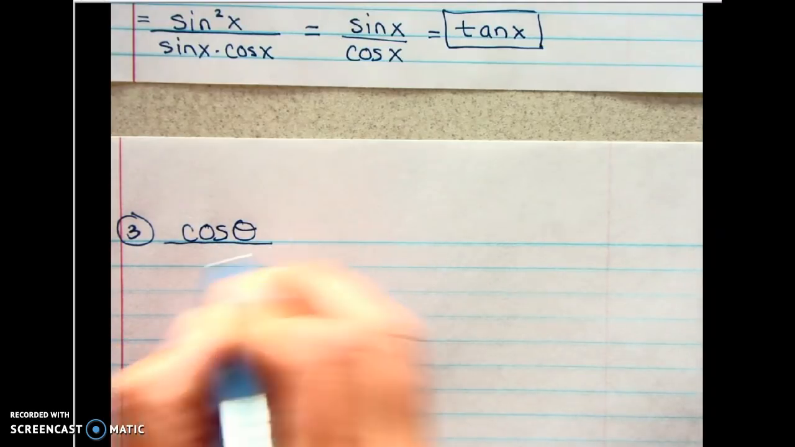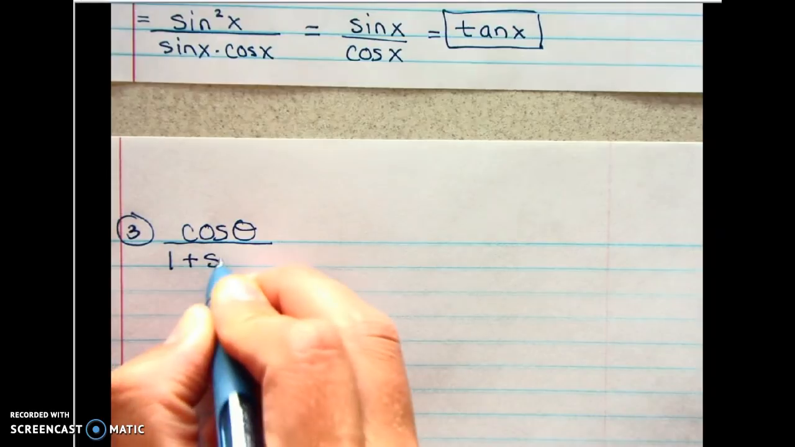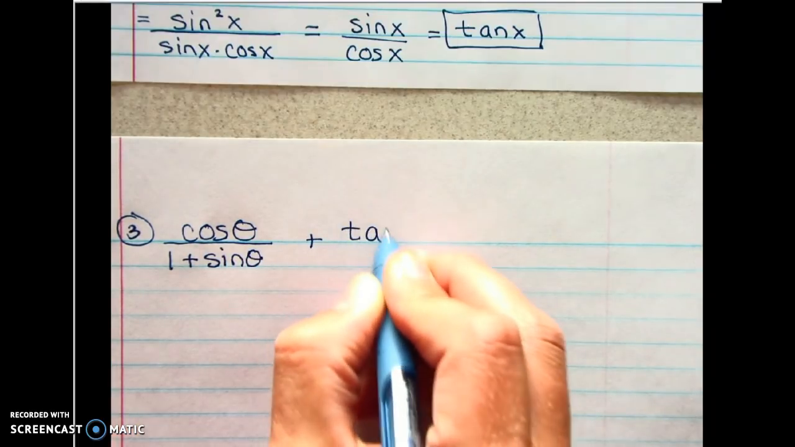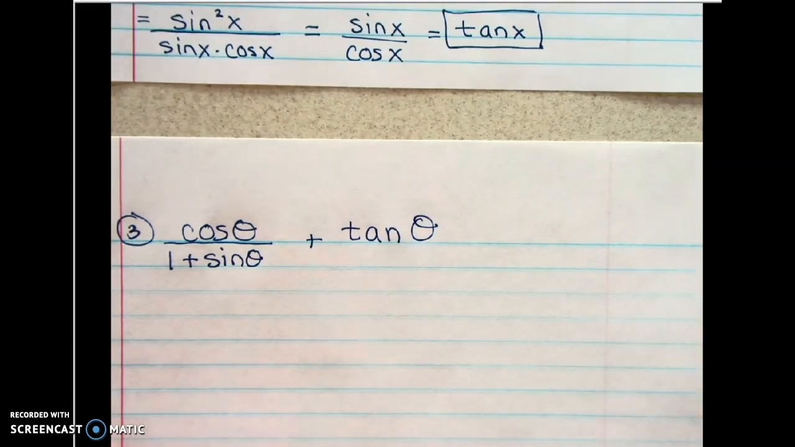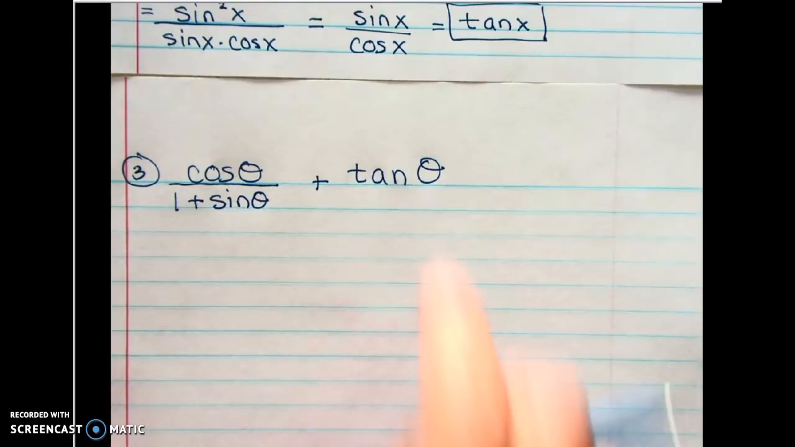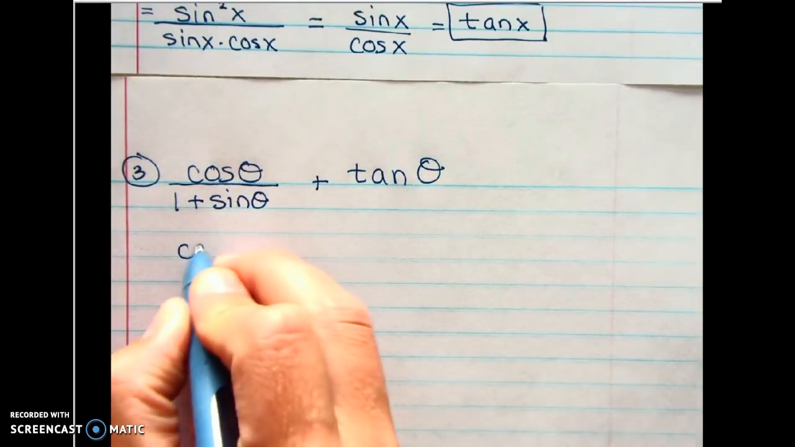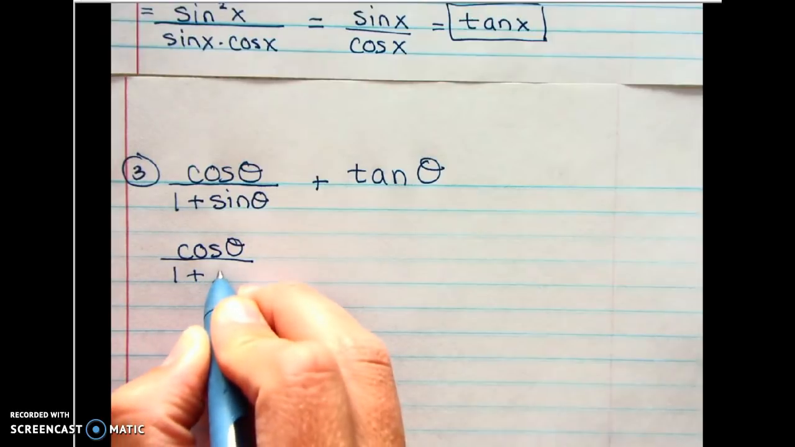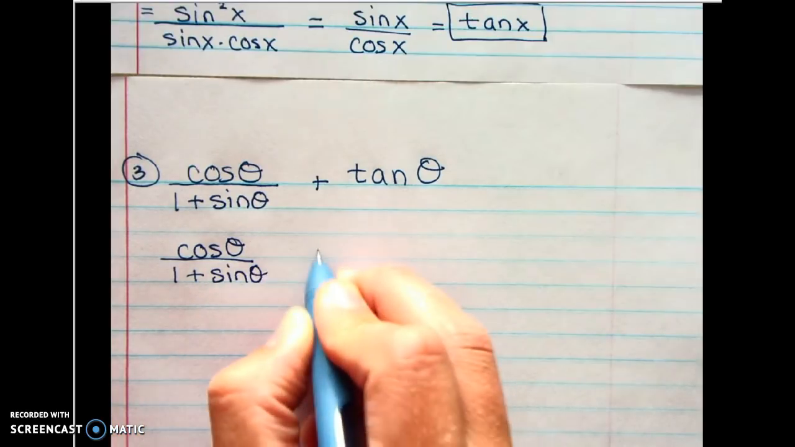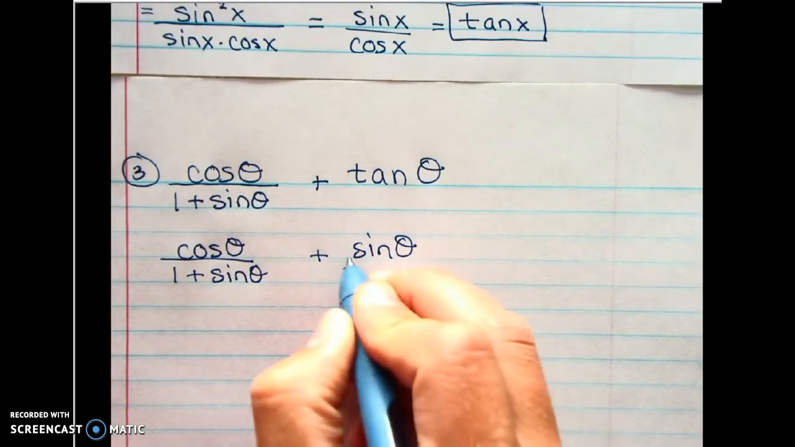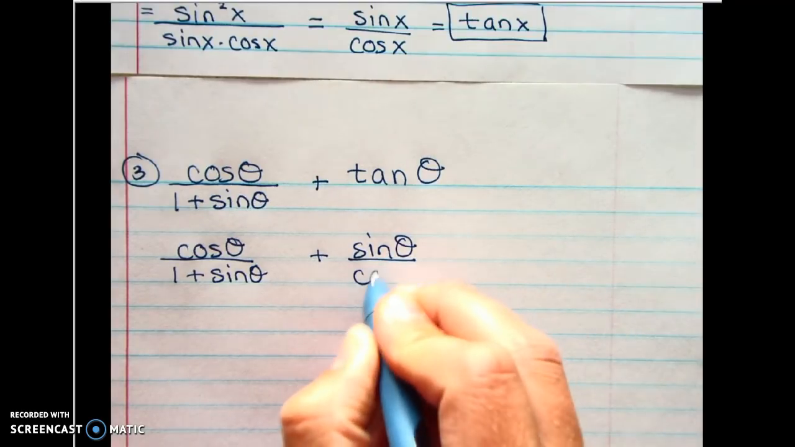Cosine over 1 plus sine plus tangent. What should we do? Let's change tangent into sine over cosine and see if we like that or not. Definition of tangent is sine over cosine.